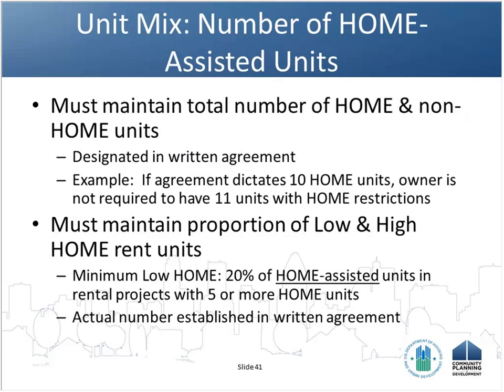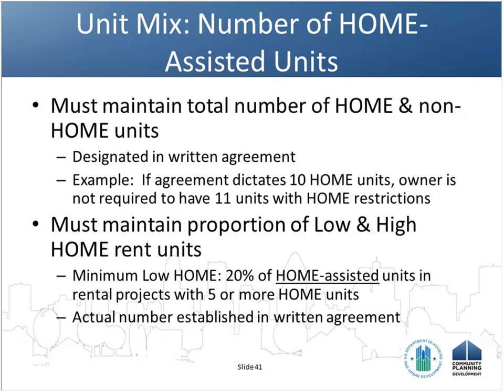So within our unit mix over the life of that project, we need to maintain that same number of home and non-home units. Those are laid out within the written agreement. So if we designate that there are 10 home units, over the life of that project, we're never going to require additional units to be designated or restricted as home units, but we also would not drop below that minimum requirement of 10 home units.